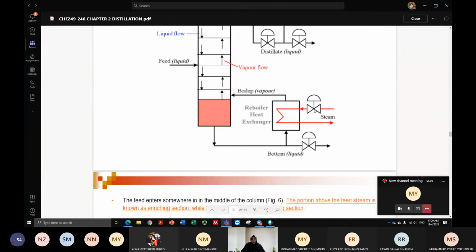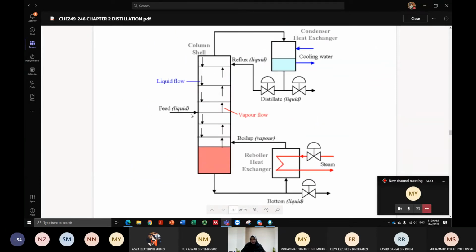Whenever you have a feed stream, you're going to feed the mixture into the column. The trays above the feed tray are categorized as the enriching section, and the trays below the feed tray are considered the stripping section. So you have the enriching section on top of the feed stream and the stripping section at the bottom of the feed stream. At the top you have the enriching operating line, and at the bottom you have the stripping operating line.